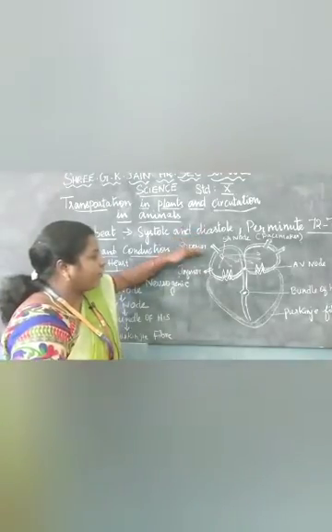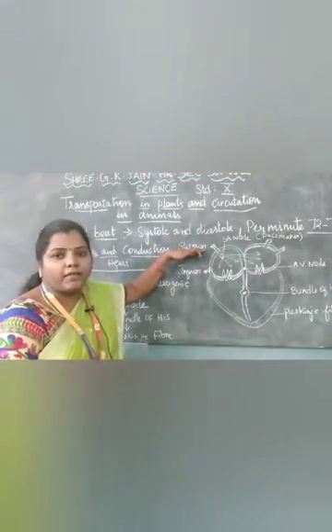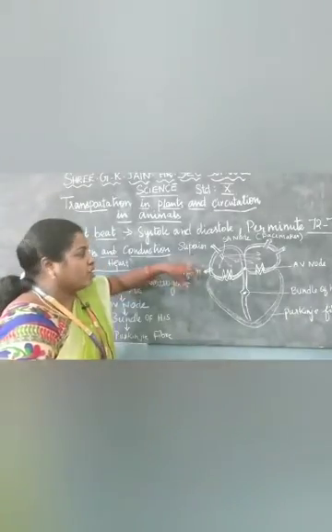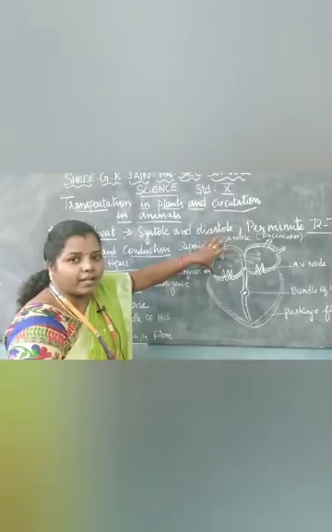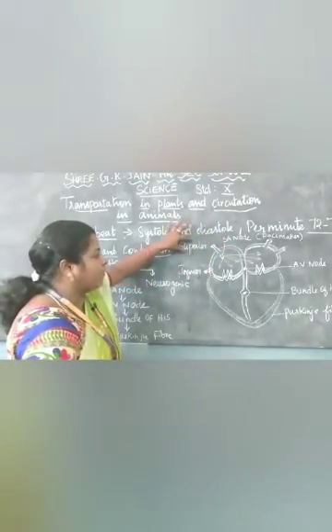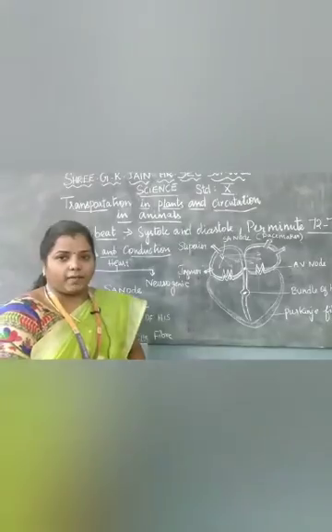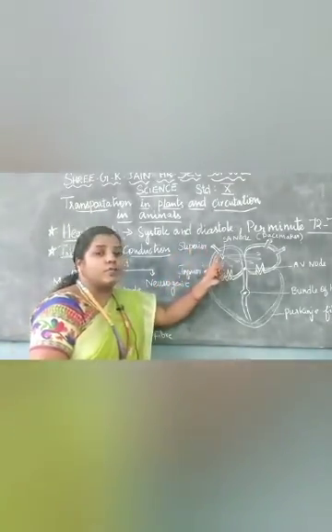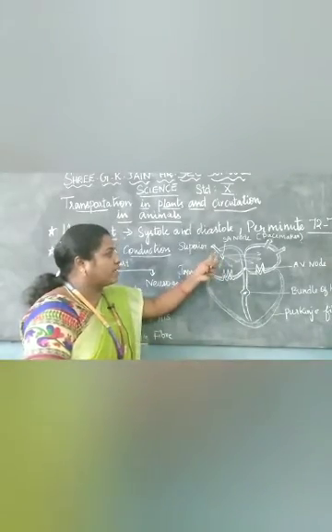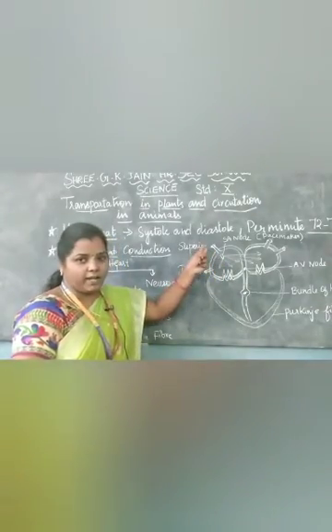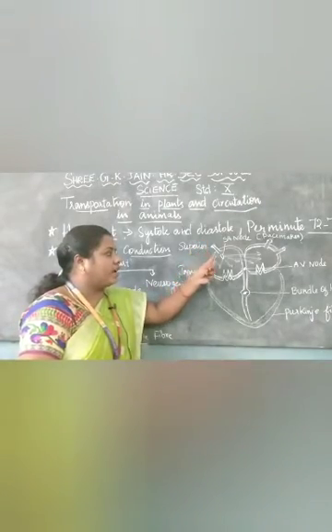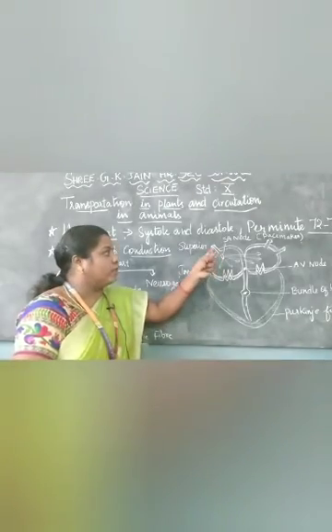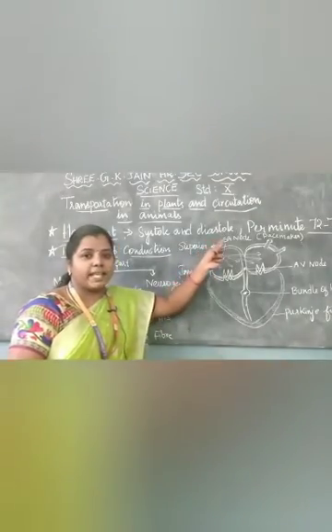At the top it is called the superior vena cava, and at the bottom it is the inferior vena cava. In the top layer of the auricle, on the right side, the superior vena cava as well as the inferior vena cava open. Nearer to the superior vena cava a group of muscles is there. That group of muscles is called the SA node.